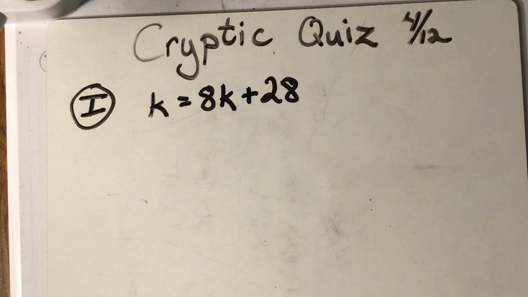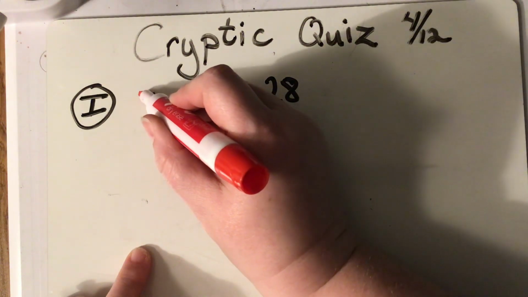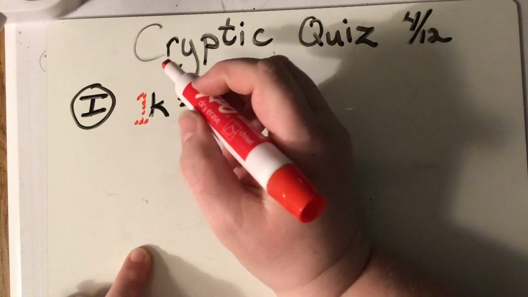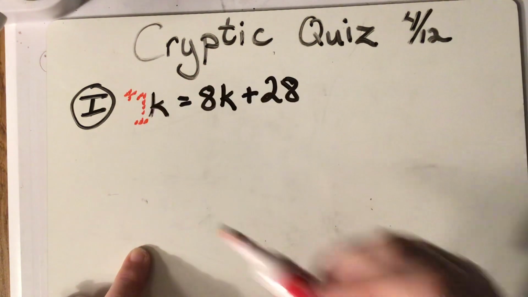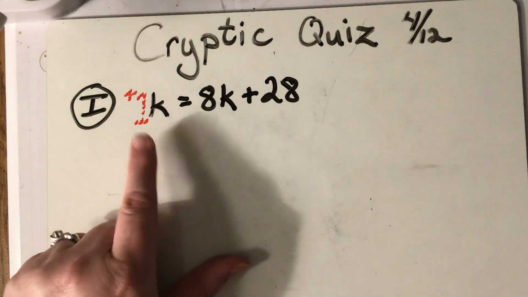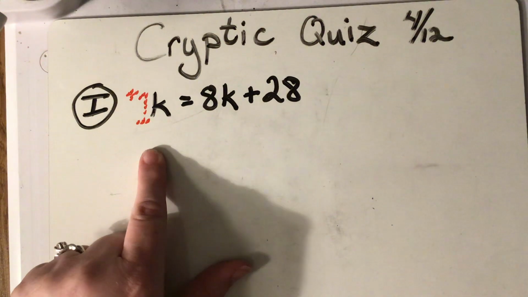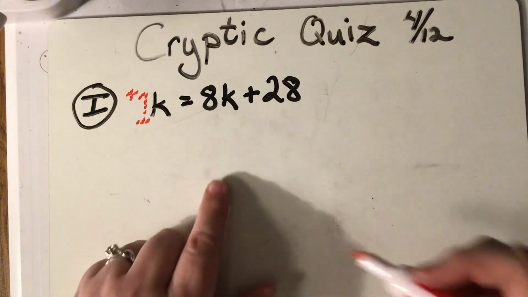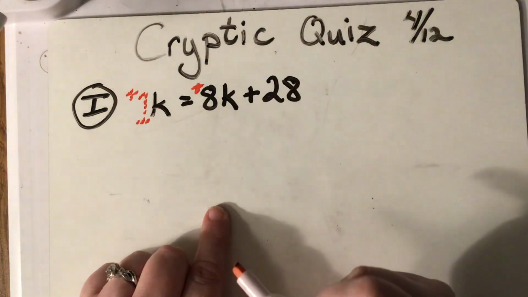But remember, we've talked about this. When there's no number at all, we know that there's an invisible number 1 right here. And there's no sign. So we also know it's positive. So we've got 1K here and 8K here. And we can't get rid of the 1K because then we'll be left with nothing. So let's get rid of that 8K. So this is positive because there's no sign there.